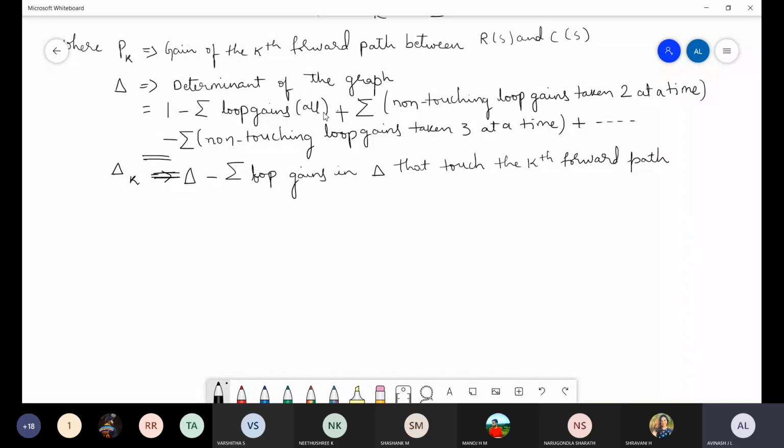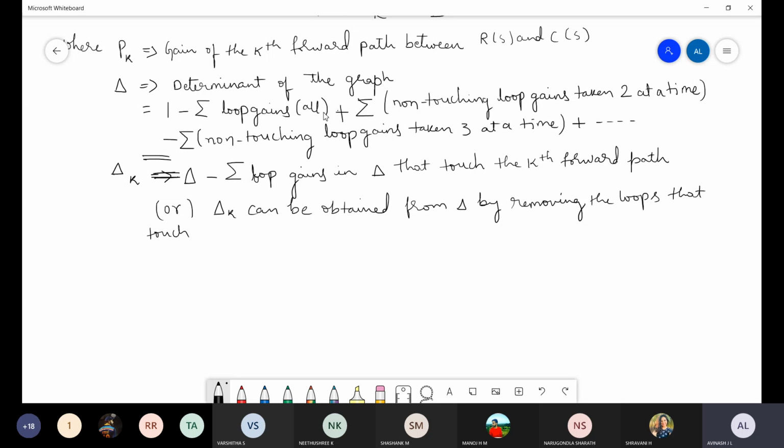So for this delta k, you can write: delta k can be obtained from delta by removing the loops that touch the kth forward path.